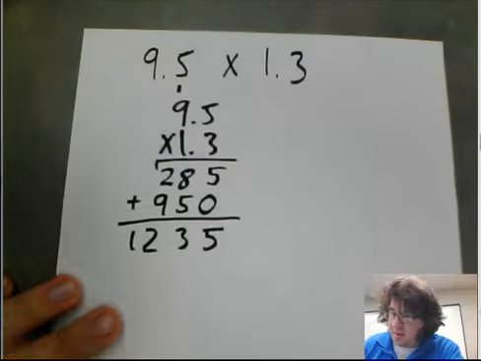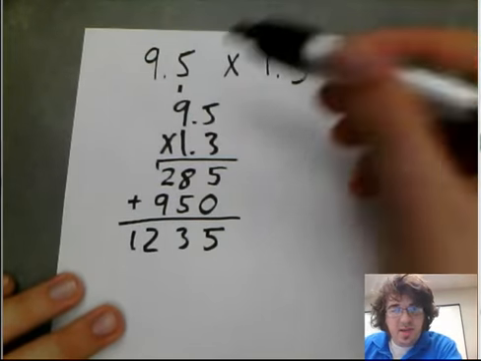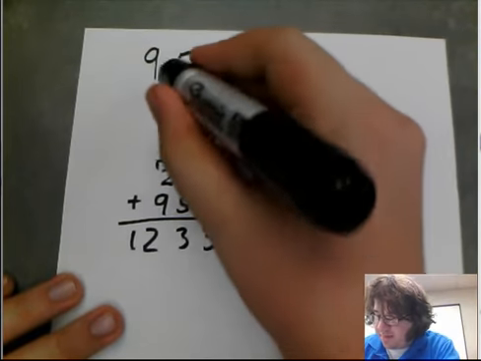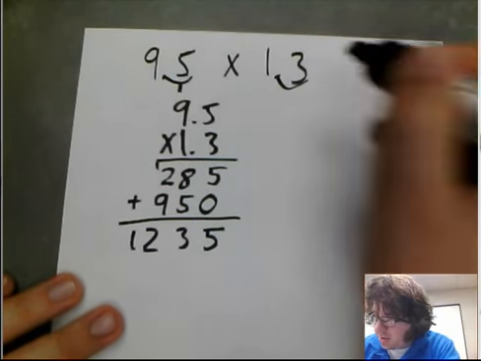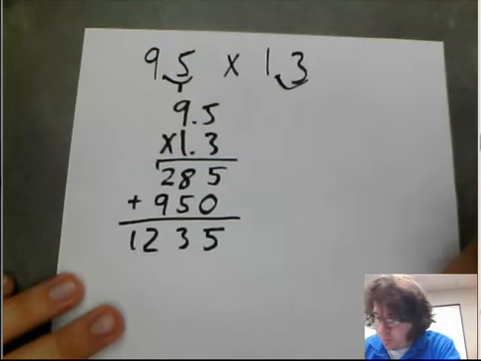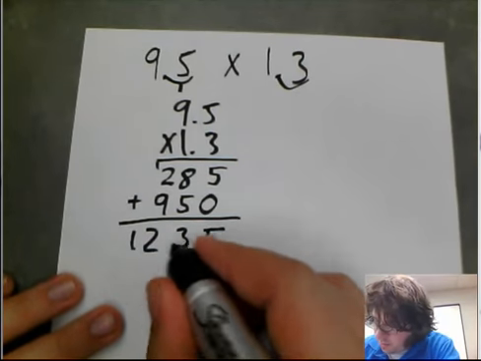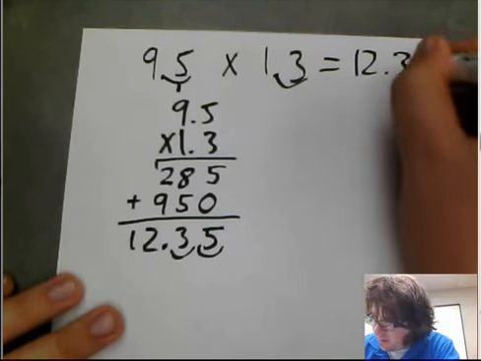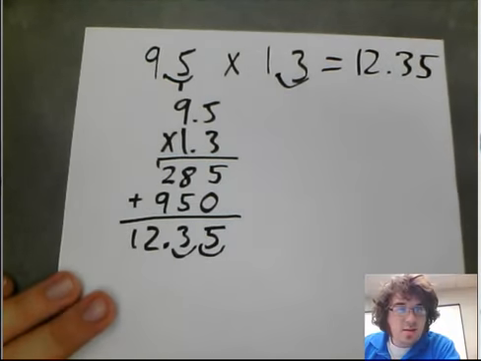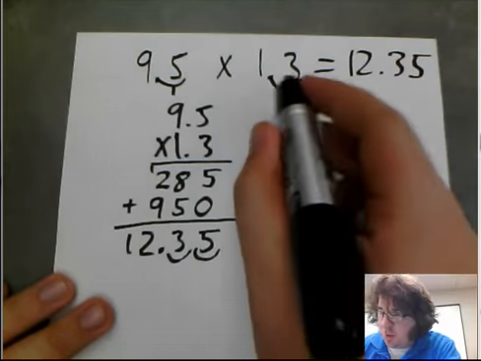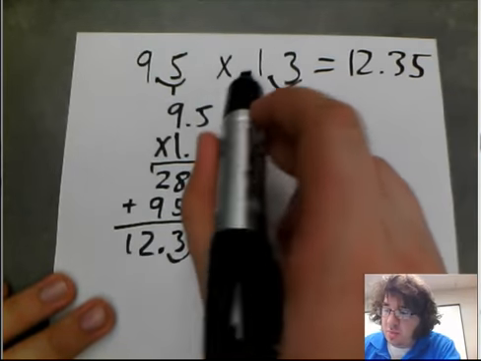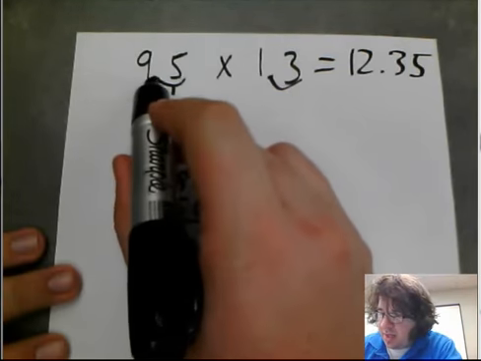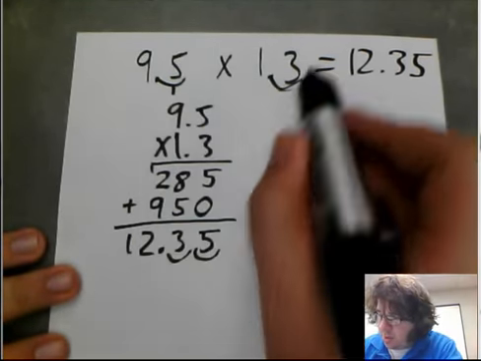Now I look back up to my original problem. How many spots after decimal points did I have? There's 1, and there's 1. So together there were 2. So over here we're going to move 2. So our answer is 12.35. Because I moved 2, it didn't matter which number they were in. We add them all up. So we had 1, 2.